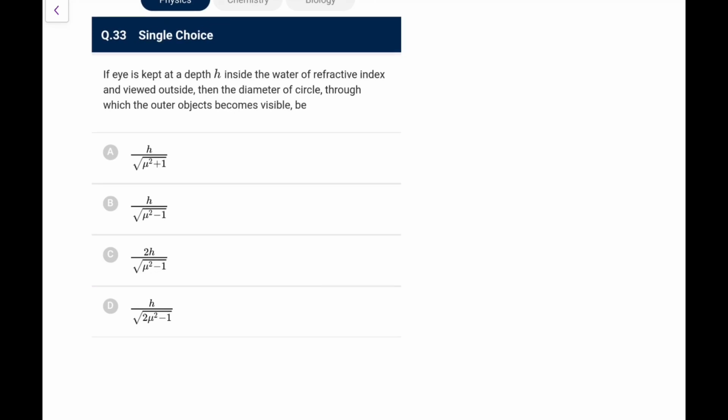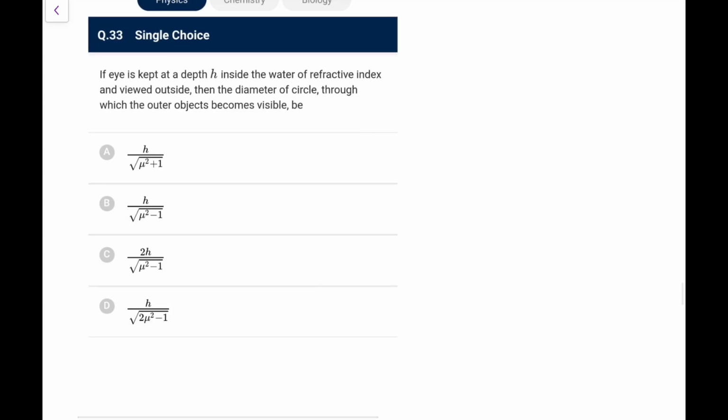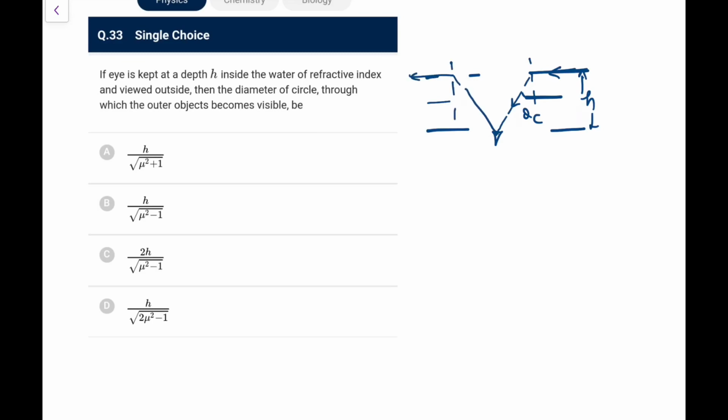Next, if an eye is placed at depth h inside water of refractive index mu and viewed outside, let the diameter of the circle through which the outer objects become visible be... So this is a regular question you have done. Let's say this is water, and this is your eye located here at a depth h. So you can only see up to that theta c limit like this. This would be theta c, and here also, let's say you make it like this, this would again be theta c. So this angle is theta c, this is the radius of the circle, so diameter you have to find out, no issue.